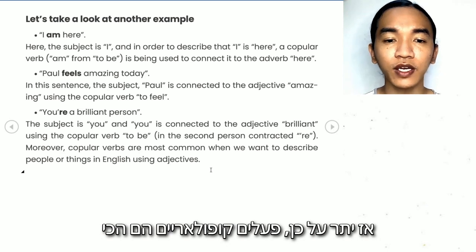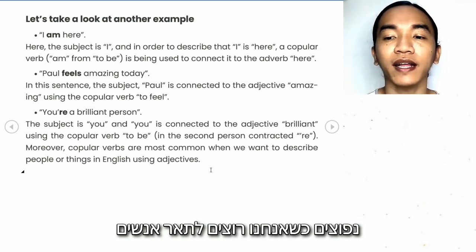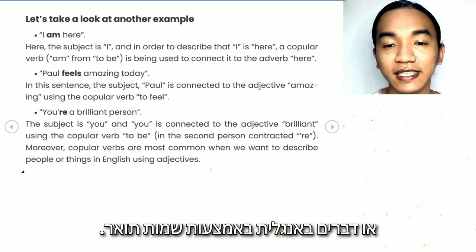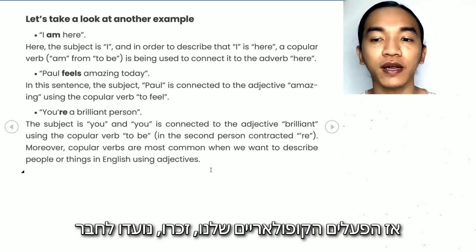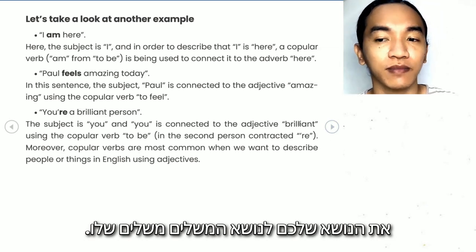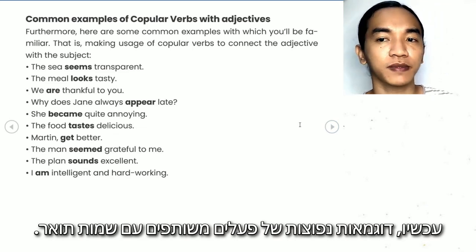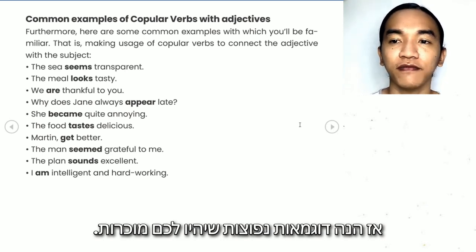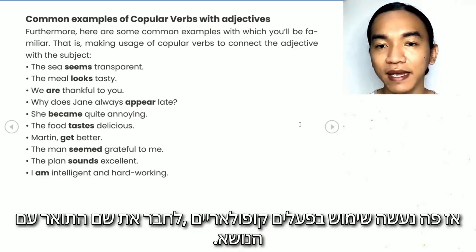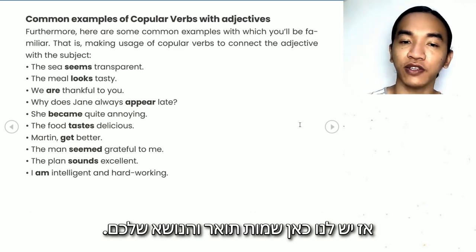Okay? So, moreover, copular verbs are most common when we want to describe people or things in English using adjectives. So, our copular verbs, remember, connect your subject and its subject complement. Now, here are common examples of copular verbs with adjectives, with which you'll be familiar. So that is making use of copular verbs to connect the adjective with the subject. Okay? So we have here adjectives and your subject.